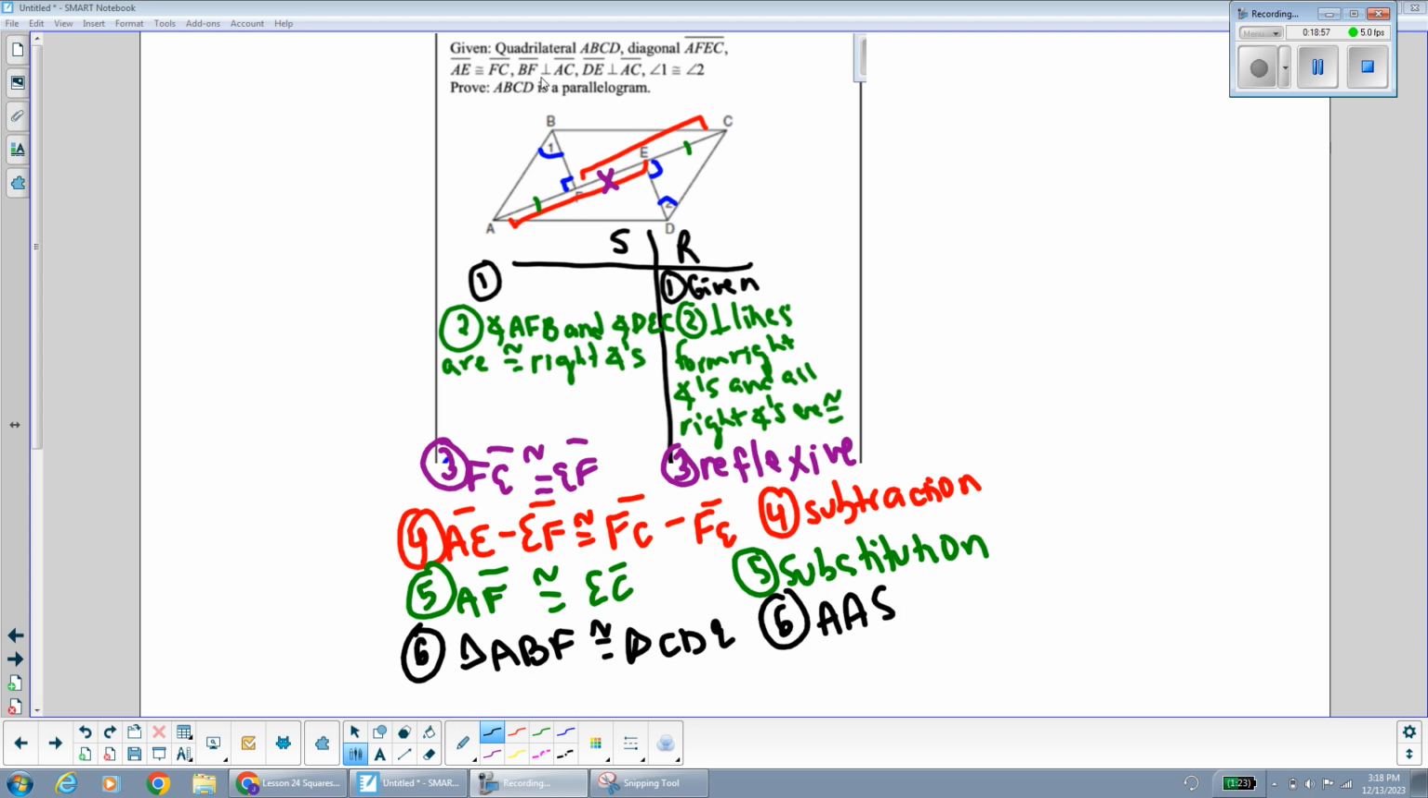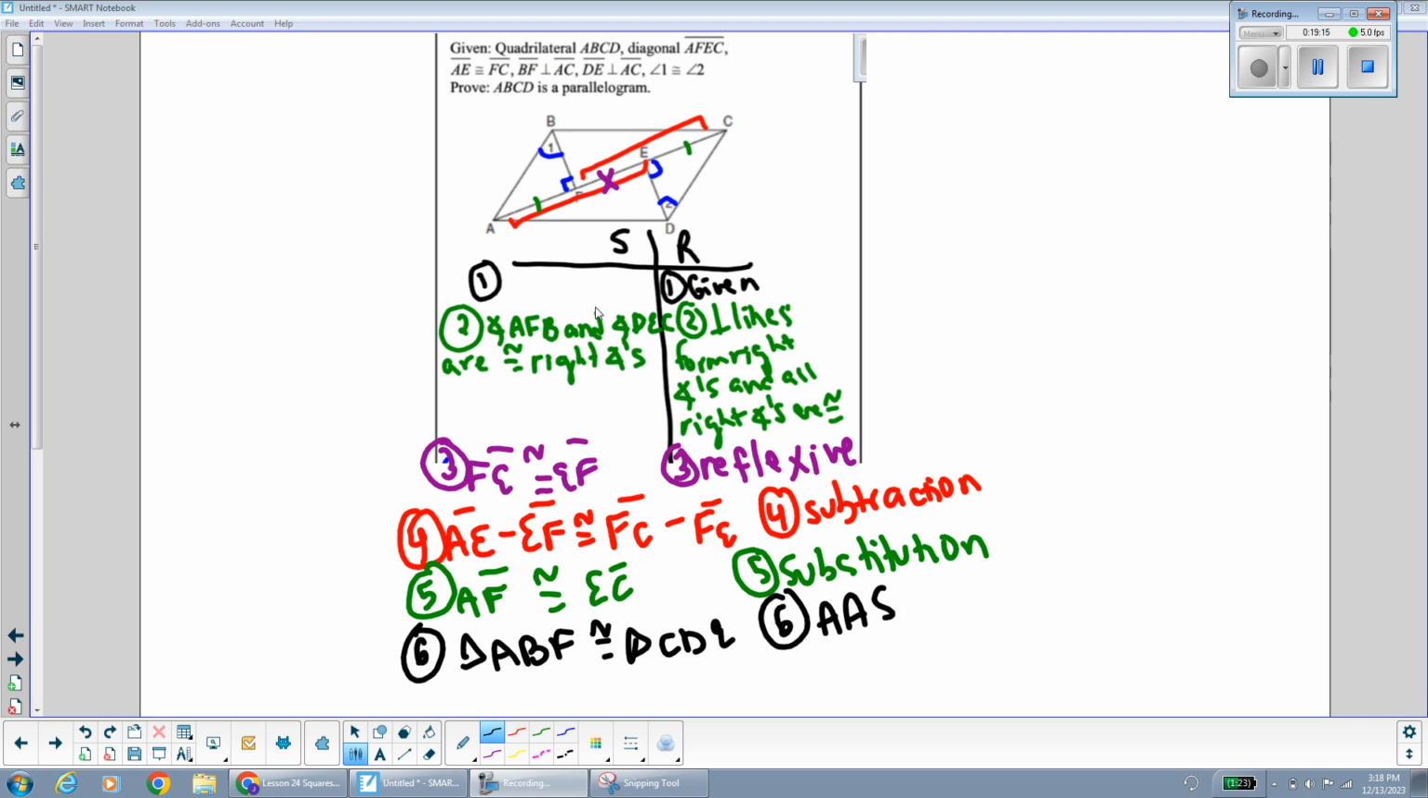From knowing that we have perpendicular lines, I know that they're right angles, and all right angles are congruent. So I just combine that into one step. Both of the angles are congruent right angles. And I put my reason, my combination: perpendicular lines form right angles, and all right angles are congruent.